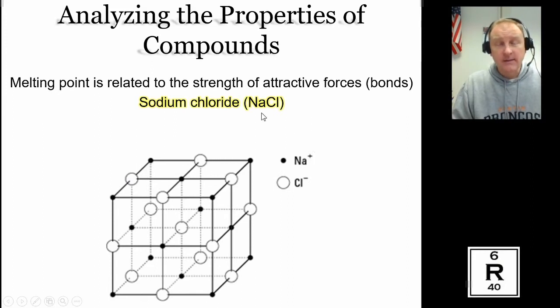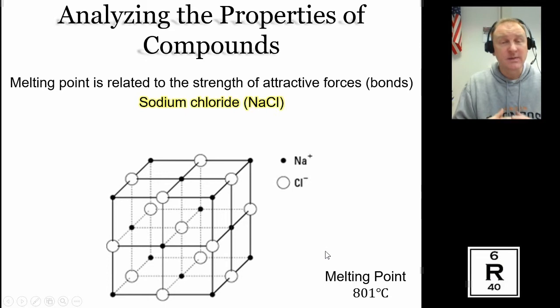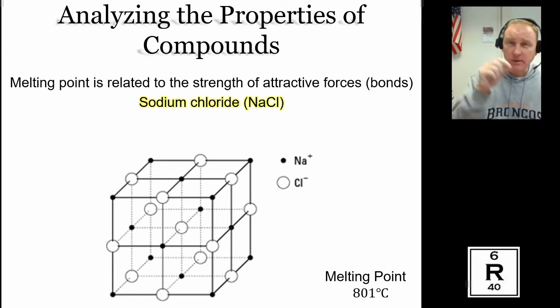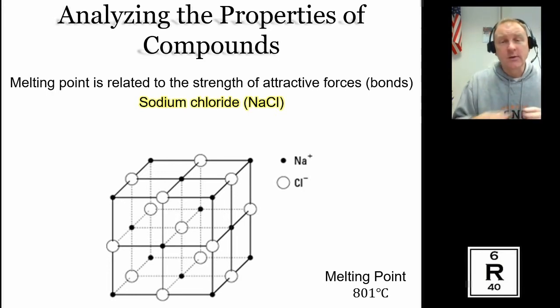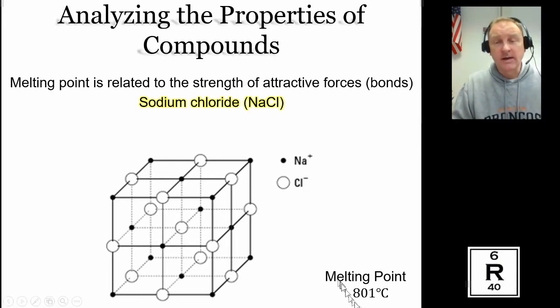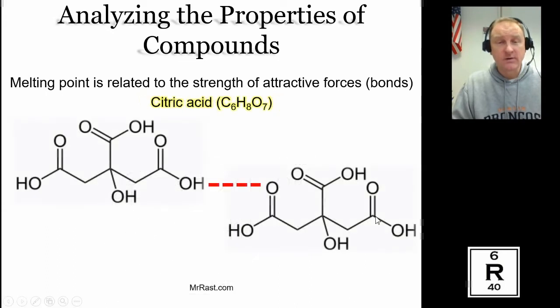To melt this, remember, ionic was the second strongest bonds. It's going to take a lot of heat. I looked it up, and sodium chloride has a melting point of about 800 degrees Celsius. So it has to get really, really hot, but then you can actually get molten sodium chloride. I'm not talking about sodium chloride in water. I'm talking about pure sodium chloride, no water, in liquid form, molten sodium chloride, and that would be at 801 degrees.